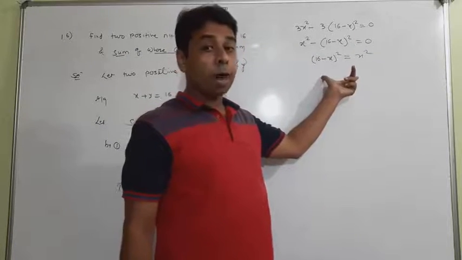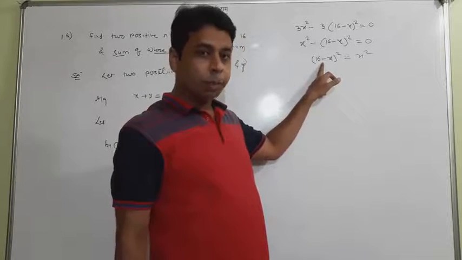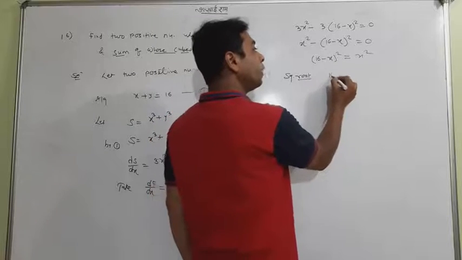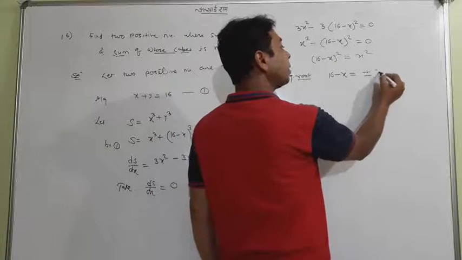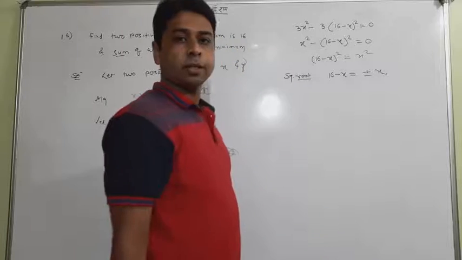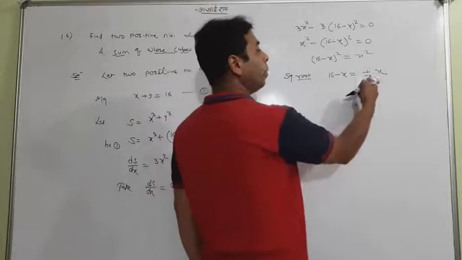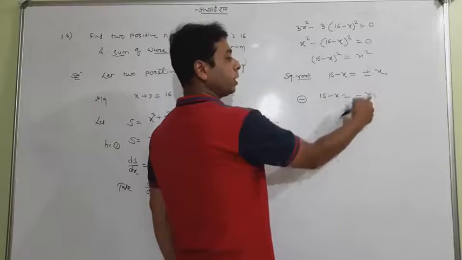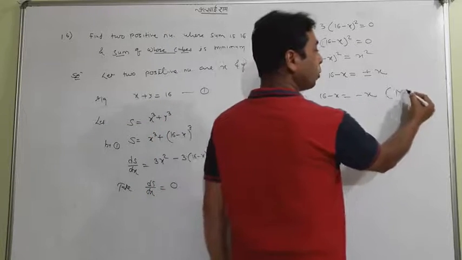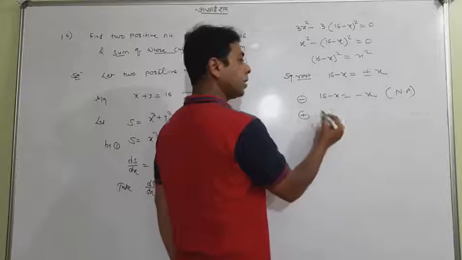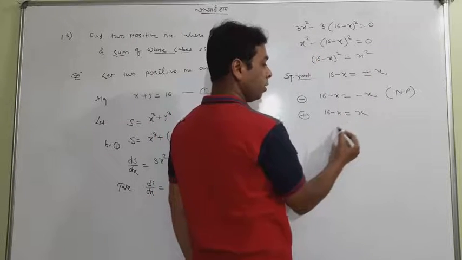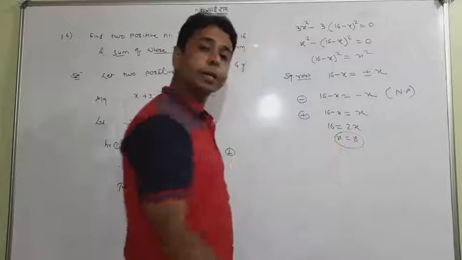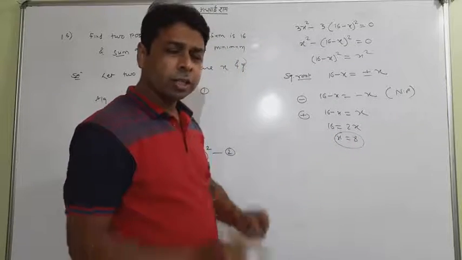So how to do it afterward? You also can open it, or you can take a square root. What will come, students? 16 minus x equals plus or minus x. But if you go with the minus, no meaning at all. Minus x will be cancelled. It is not possible. You understand? If you take a plus sign, 16 minus x will be x. 16 equal to 2x. So x equal to 8 you have got. But this is not your destination. It is the value of x.